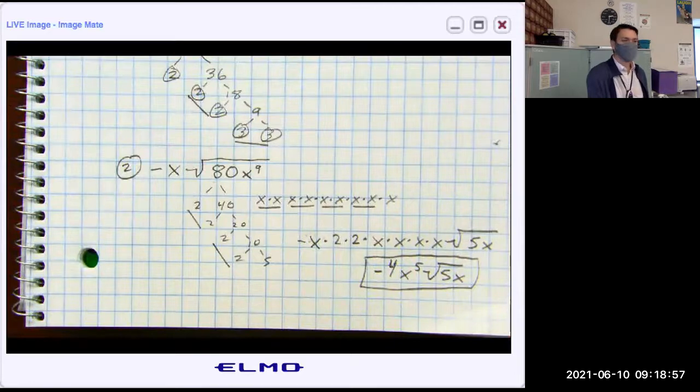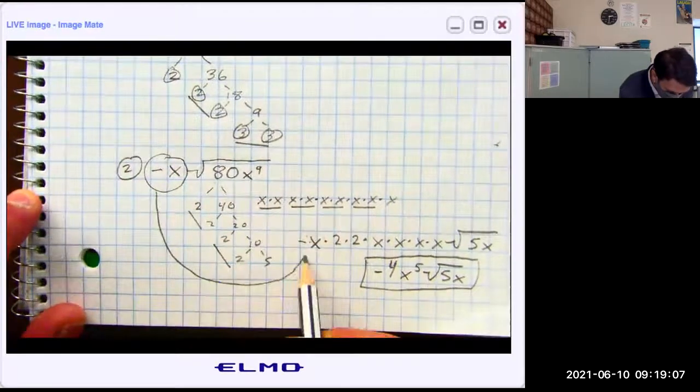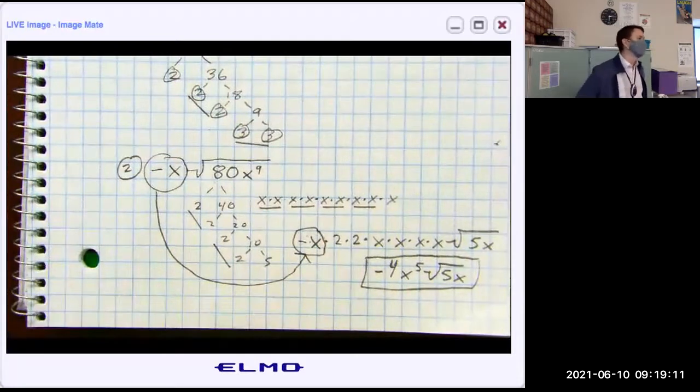Questions, comments, concerns, wonderings? Yeah. With everything that's on the outside. Because it was already on the outside. Yep.